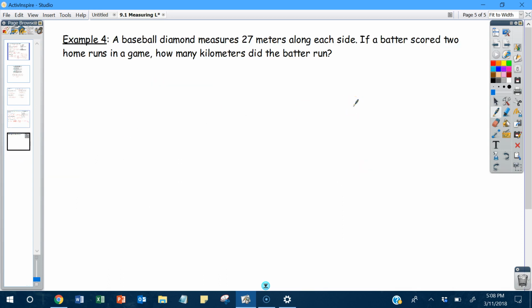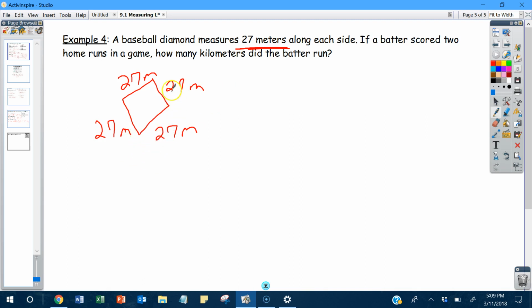Let's do a word problem just to kind of get our heads around how we would use this in context. And so I just picked a silly example where we have a baseball diamond that measures 27 meters along each side. And if a batter scores 2 home runs, how many kilometers did the batter run? So this is not going to be too challenging at the end of the day, but we want to imagine a baseball diamond, and it's 27 meters along each side. So there's that, 27 meters and 27 meters.